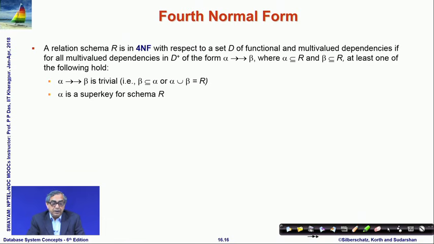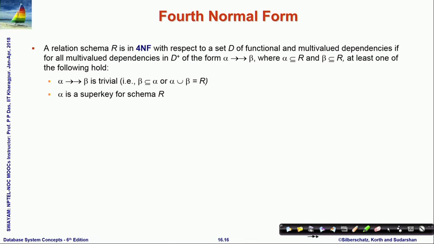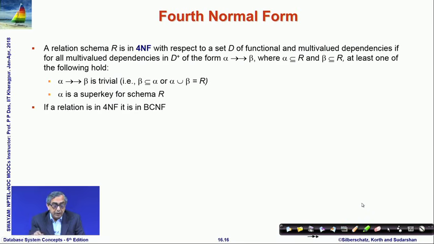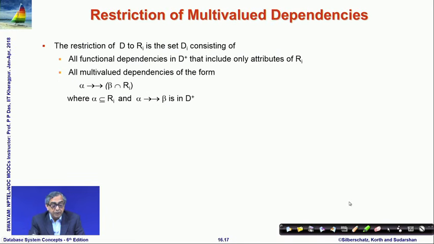or alpha, the left hand side, is a superset of the schema R. You can very well relate that this is just a little twist on the definition of the Boyce-Codd normal form, where the second condition was identical, and the only thing in the first condition, instead of MVD, you had a functional dependency. So, when we have this, we say the relation would be in the fourth normal form. Naturally, if a relation is in fourth normal form, it is trivial that it will be in the Boyce-Codd normal form, but the reverse will not necessarily be true.